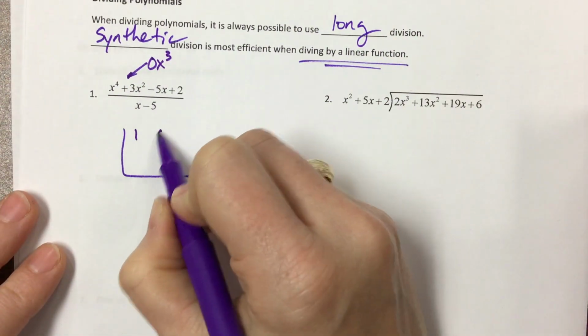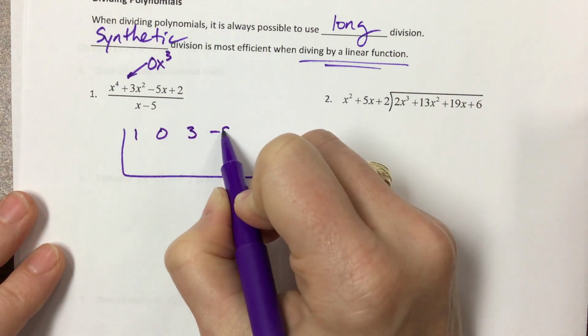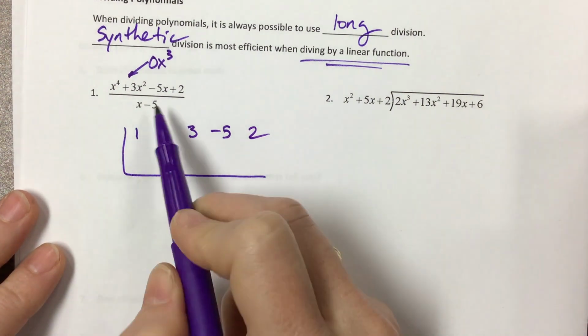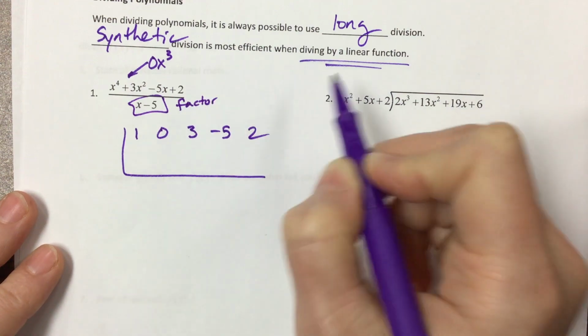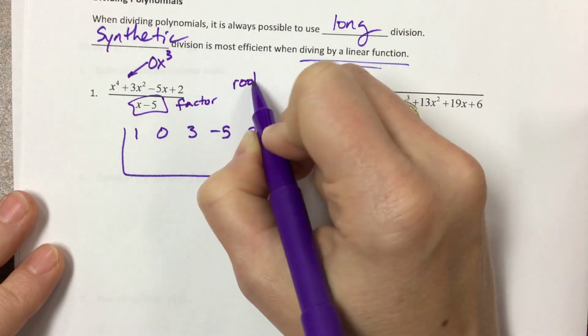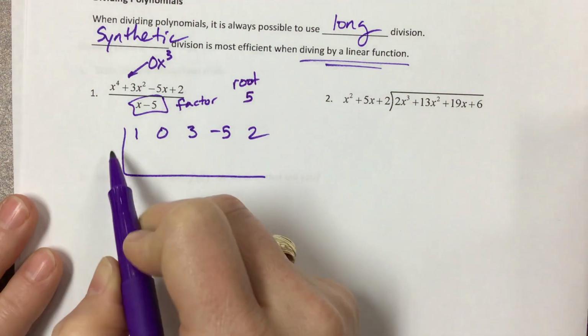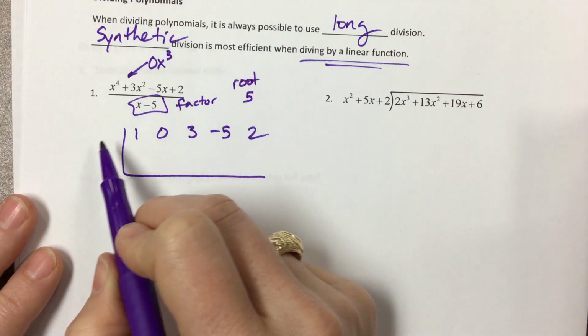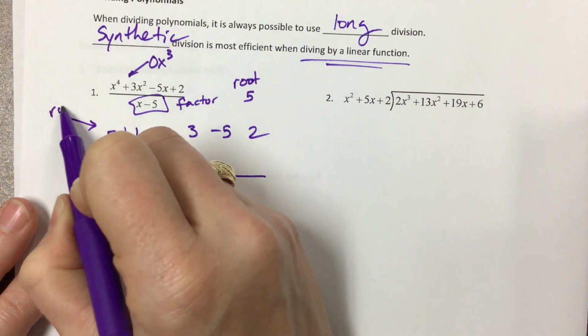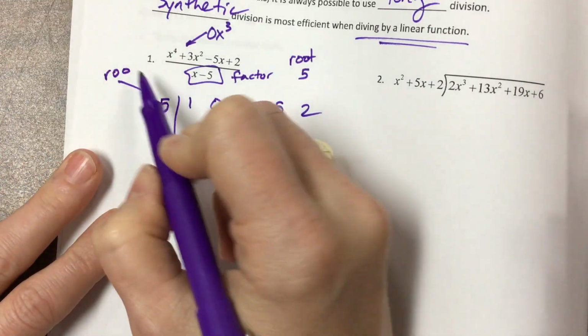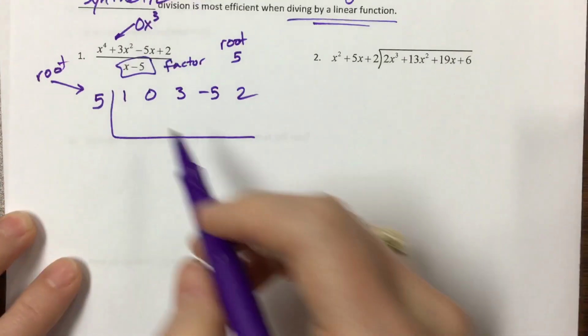But we're going to write down our leading coefficients. And then we put this right here. That's the factor we're dividing by. And that factor has the corresponding root of positive 5. Out here, we always write the root. So we have changed the sign on that because this is always the root. Okay, so just a quick refresher.